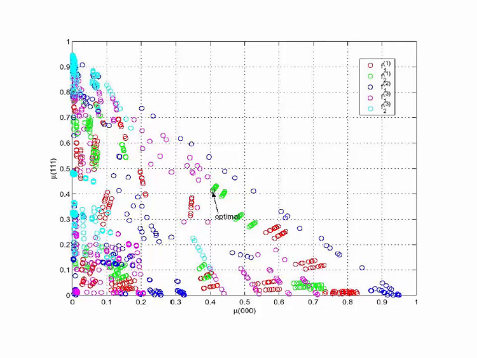I can plot the steady state probability mass corresponding to 0, 0, 0 versus the steady state probability mass corresponding to 1, 1, 1, right? And these circles are all those 1280 possibilities. Let's say I want both these states to have equal mass, say 0.4 for each one of them. Then the rest of the states will have to share the remaining probability mass of 0.2.